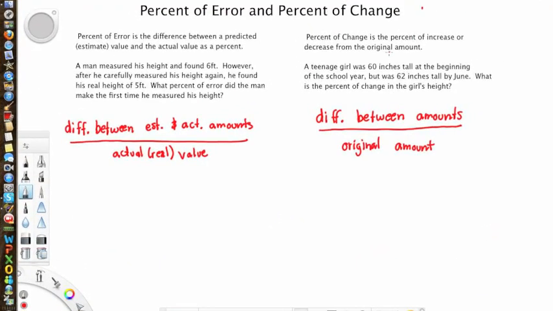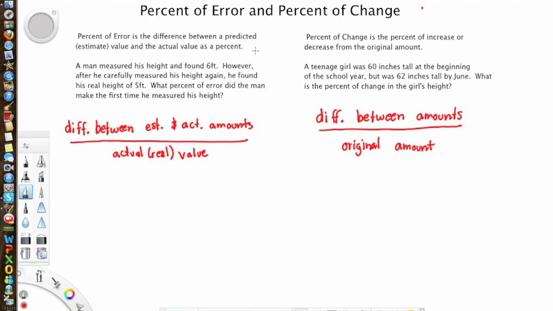Hello, Cougar parents and boys and girls. Tonight we're going to take a look at percent of error and percent of change. Please get out your guided notes, which I gave you today in class, as well as, I think the flip side of that has some sample problems, some practice problems to do on the back.